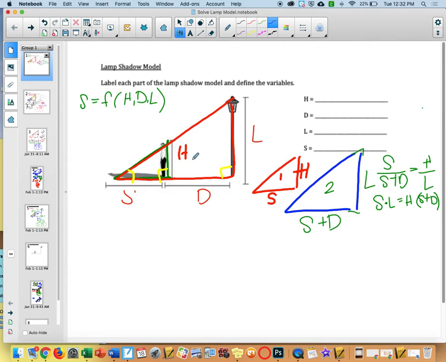Rowan, do you have a suggestion? From the top of H to the middle of L. So you want me to draw a line straight across? Okay. And the triangle then you're referencing is, where's my black?